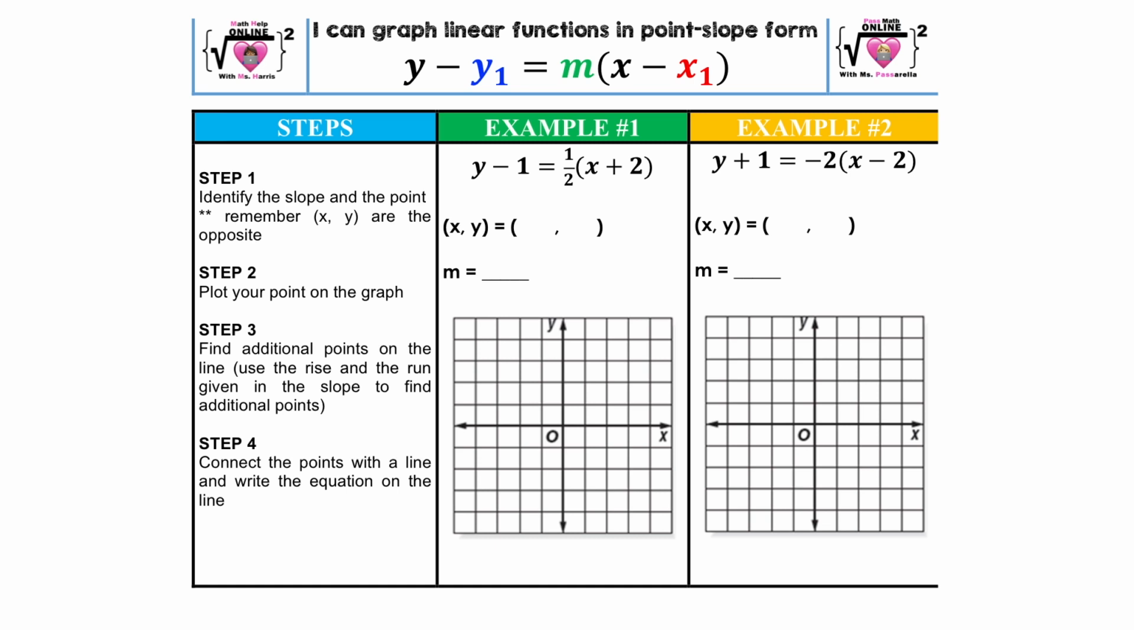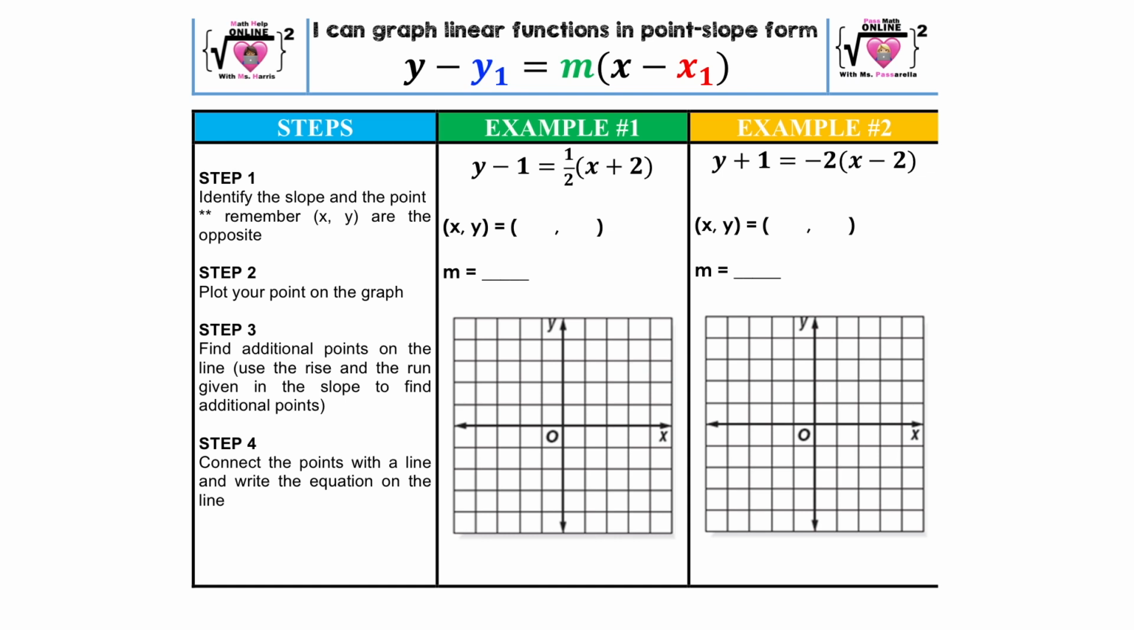point slope form. Here's your reminder of what point slope form looks like. It's y minus y1 equals m times x minus x1, where m is our slope, x1 and y1 are the x and y values for one of the points that's on the line.